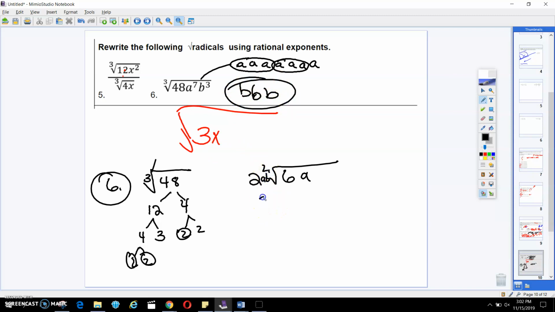So I'm going to rewrite this because I know you can't see it. 2a to the 2nd times b cubed root of 6a. And we got to make sure that we write that little 3 in there, because otherwise it's the square root, right? All right, so on number 5, I was just told that I was missing the cubed root. So make sure that you put that little 3 there.